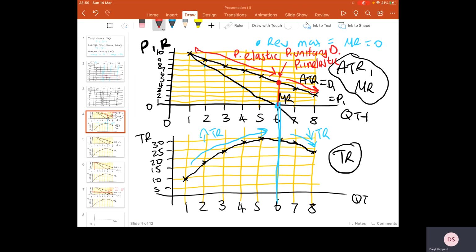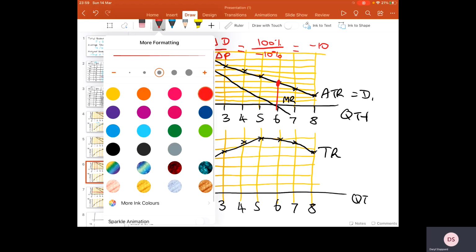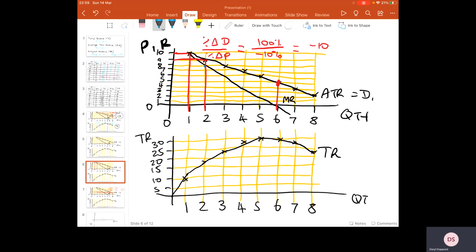Right, so let's think first of all about this point here. Now remember what we said: on the top section of the ATR, or the demand curve, the demand will be price inelastic. Now, if you remember, to calculate price elasticity of demand, you've got to use the formula: percentage change in demand divided by percentage change in price. Now, what I'm doing here is lowering the selling price from £10 to £9. Now, when this happens, the demand for this product goes from 1 to 2.